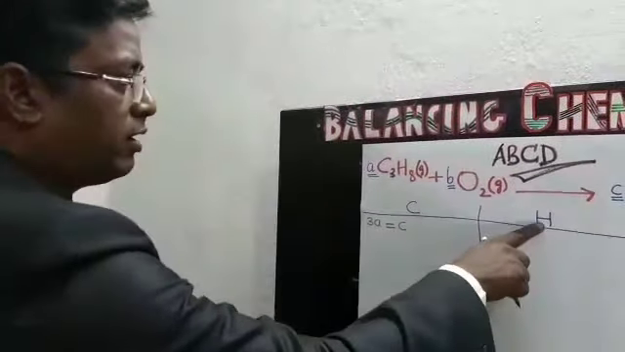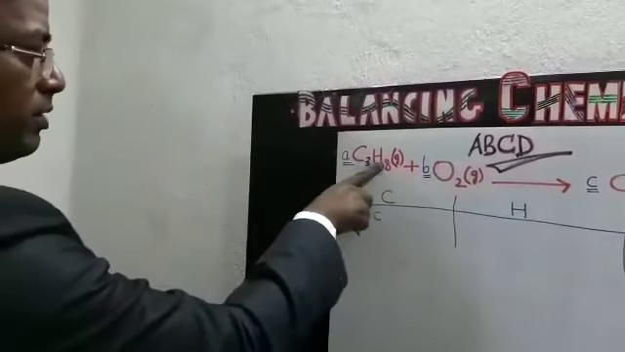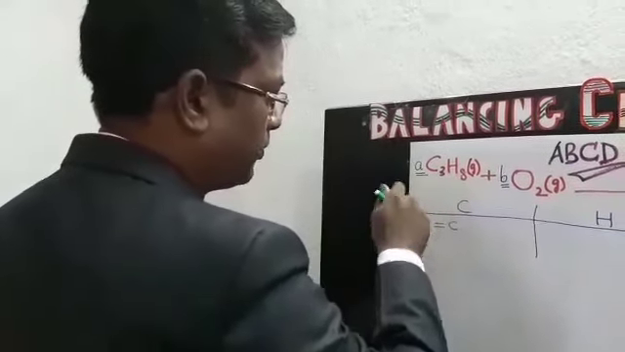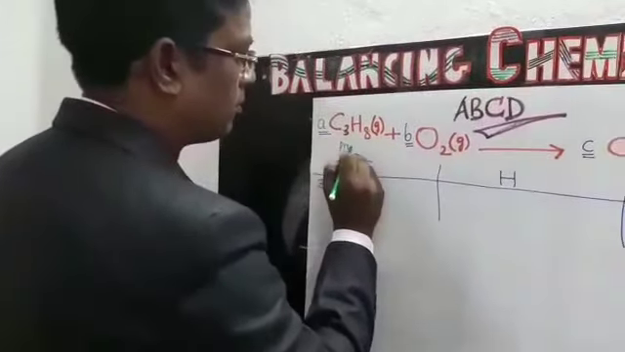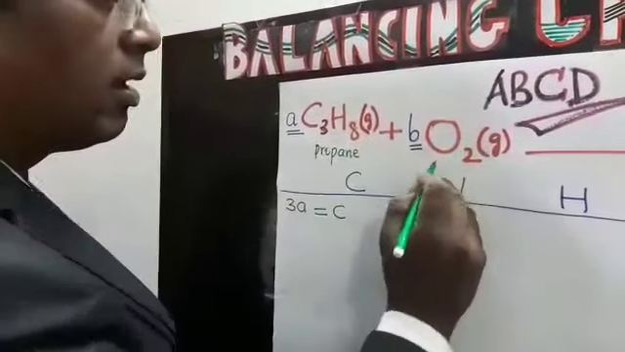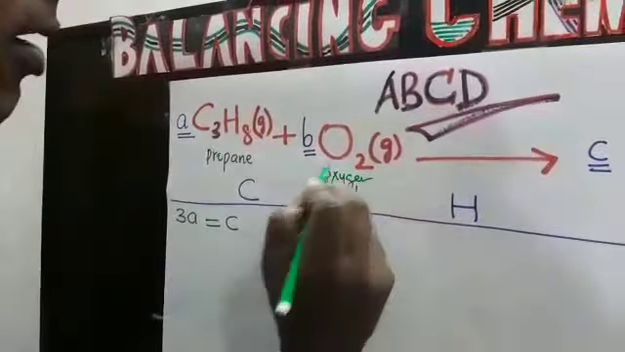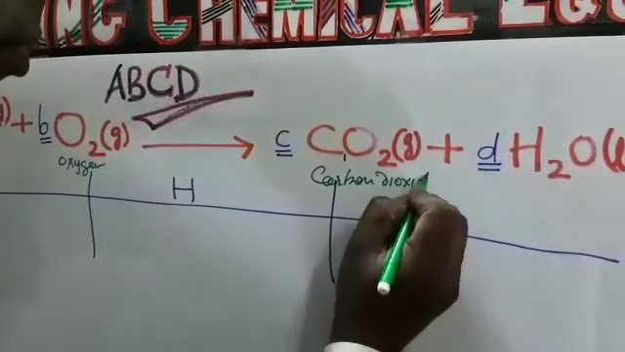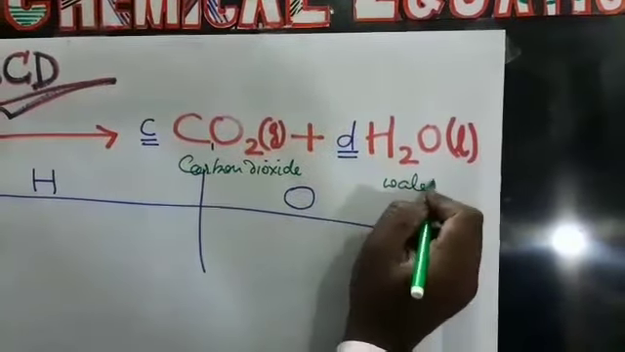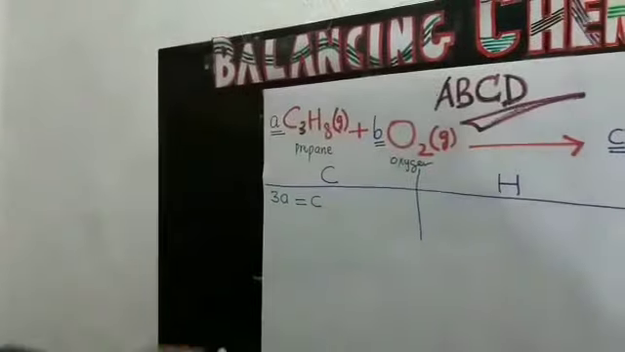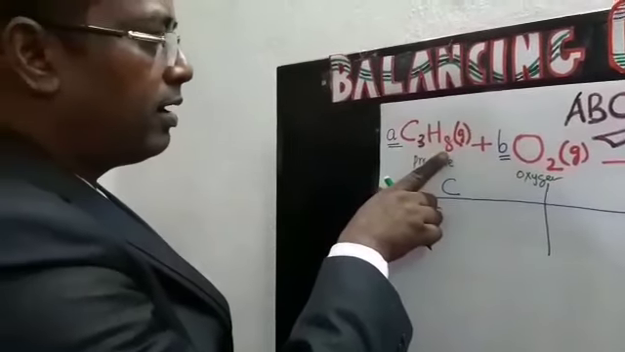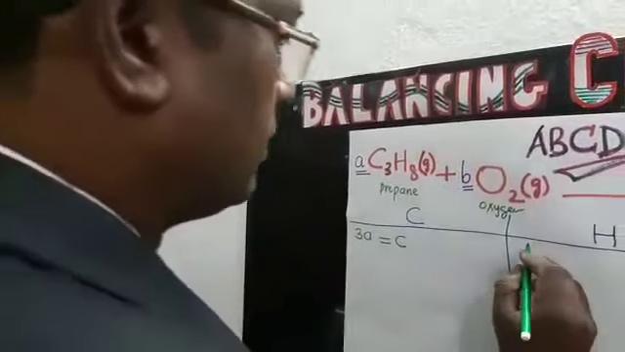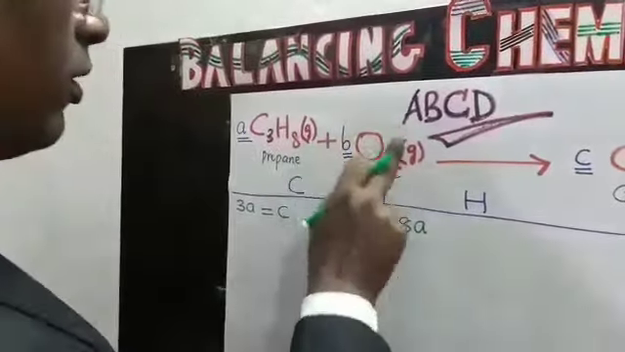Now we'll search for hydrogen. A is common for both carbon and hydrogen here. This is propane, carbon dioxide, oxygen and water. Let me write the names also. For hydrogen, there are 8 atoms in propane, and 8 has to be multiplied by A on the left hand side. So 8A, no more hydrogen here.